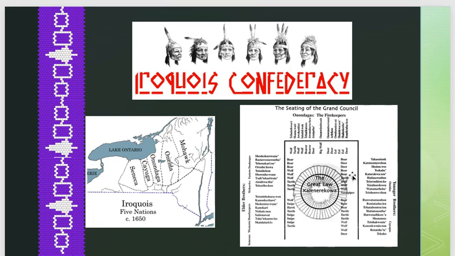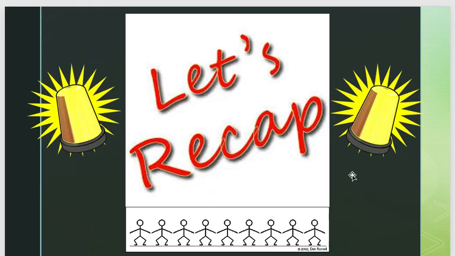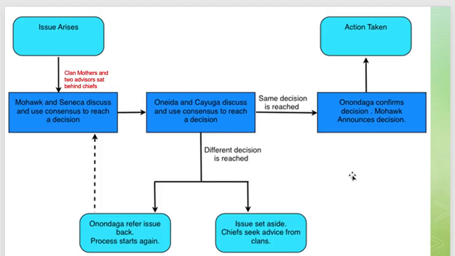Here we are at the Iroquois Confederacy. We're moving on to a new topic. It's really a recap of an old topic. It's just some more explanation of what we already learned. So first we talked about leadership in government, right? And what happens is, first there's a problem, right? So this is how decisions are made.